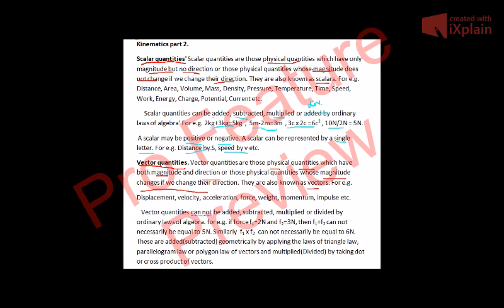For example, if you pick up something from the surface of the ground to a certain height, you need to apply a force. If you apply a force of 10 Newton to lift a body from the surface of the ground to a certain height, now if you bring it back, you will not need the same amount of force. It will be less than the force you have already applied. So the magnitude of the force changes when we change the direction.